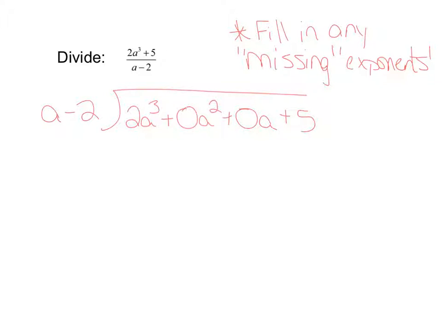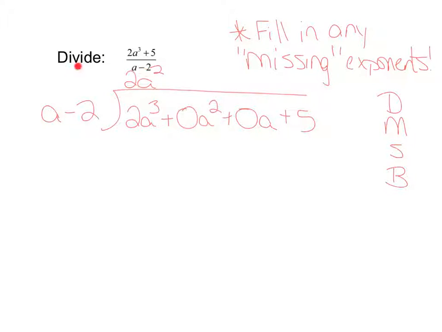All right, so now we're ready. What's our steps? Divide, multiply, subtract, bring down. So we're going to divide a into 2a cubed. The 2 is just sort of there. And then a cubed divided by a, we subtract the exponents and we get a squared.